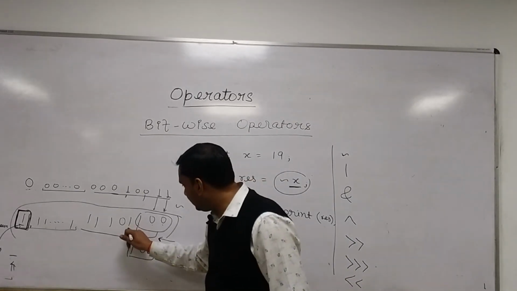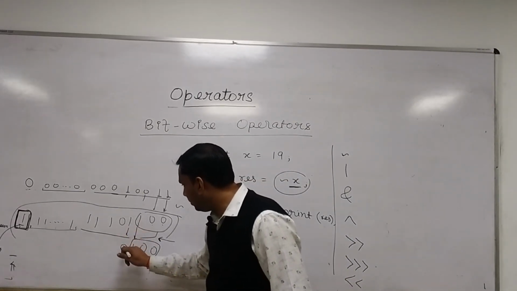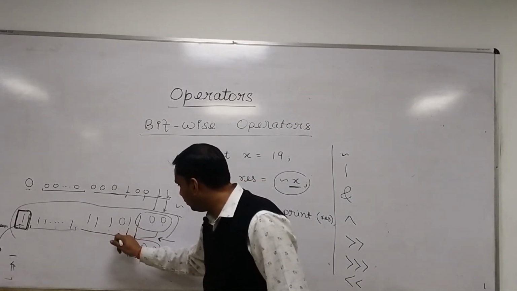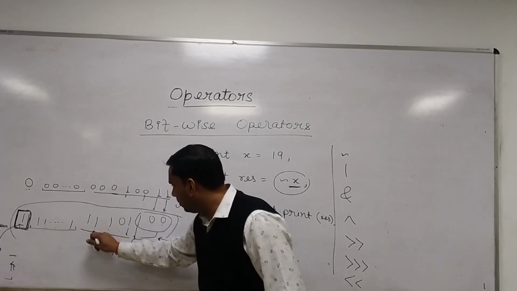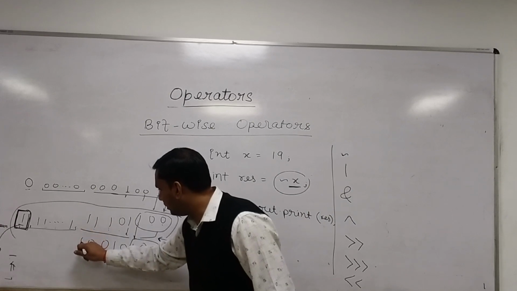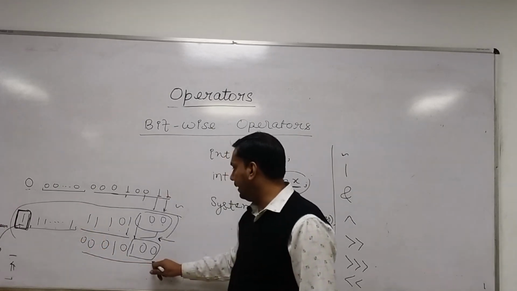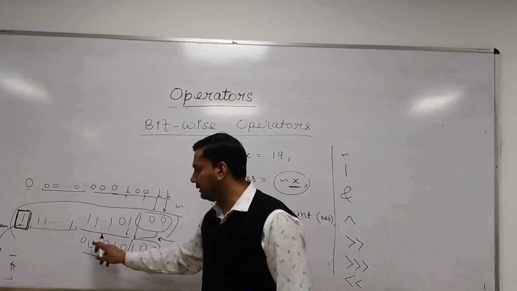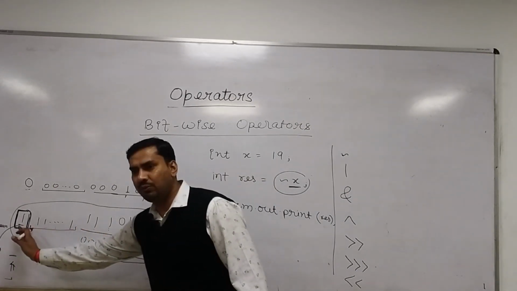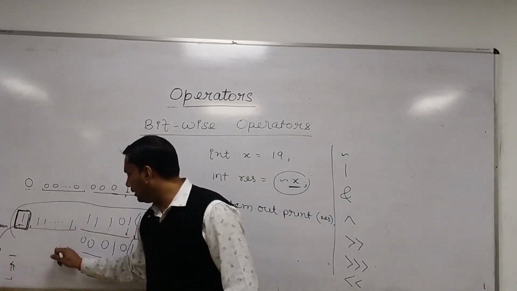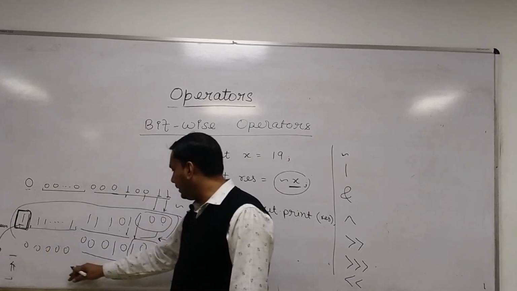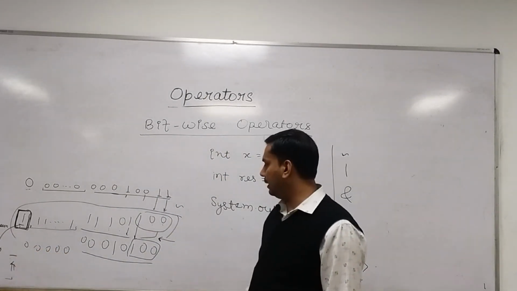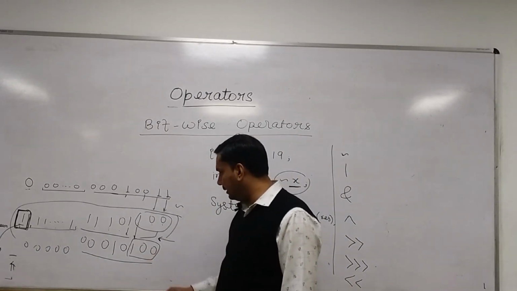So let us invert it. This is your 1, so 1 will become 0. This is your 0, so it will become 1. Then this is your 1, it will become 0, 1, 0, 1, 0. So these are your 8 bits: 1, 2, 3, 4, 5, 6, 7, 8. The rest of the bits are 1 here, so all of them will become 0. Right? Now you will read the value. So let us read this value.